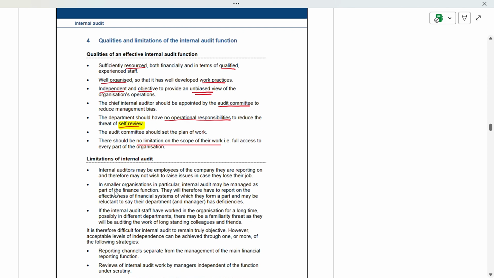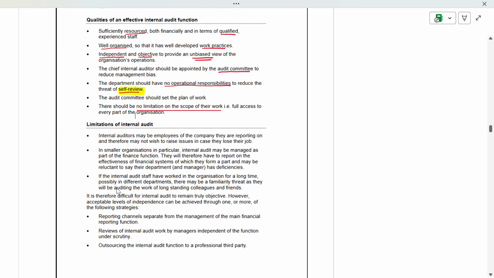What are the limitations? Internal auditors are employees of the company. Again, I am putting 2-star marks, a very important chapter. They are reporting and they may not wish to raise issues and lose their jobs. Why should I say something wrong against the management? If I do, then I lose my job. That is one of the limitations.